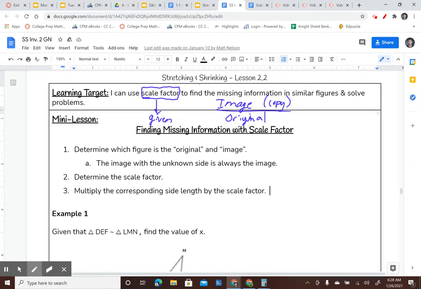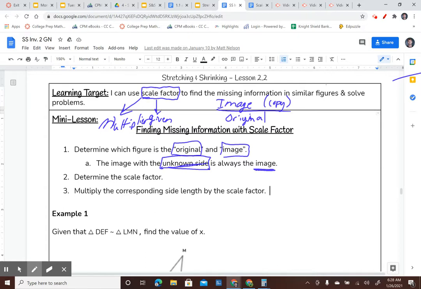Now remember, scale factor means the number that we are multiplying by. So I always just think about the scale factor as our multiplier. So here we're going to determine which figure is the original and which one is the image. The image with the unknown side is always the image. So the unknown side is always going to be on top.